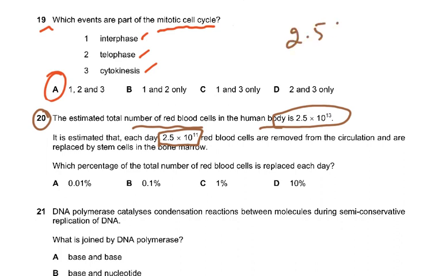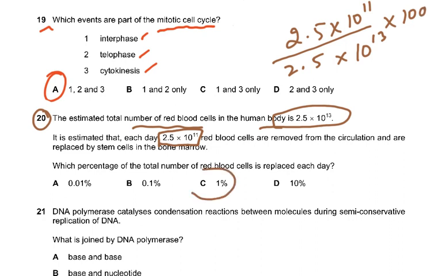So 2.5 into 10 raised to the power 11 divided by 2.5 into 10 raised to the power 13 into 100, and this would get you your 1%. So question number 20, the answer is C, 1%. So you have to just divide that and you would get to know the answer. Now I will continue the rest of the questions in the next video, or maybe I can just do 21.